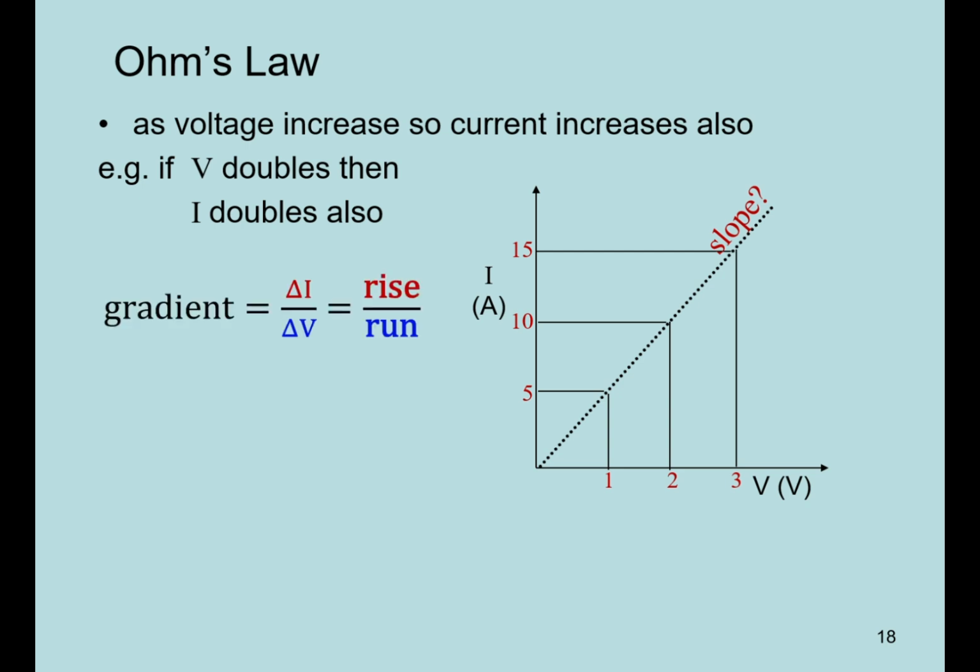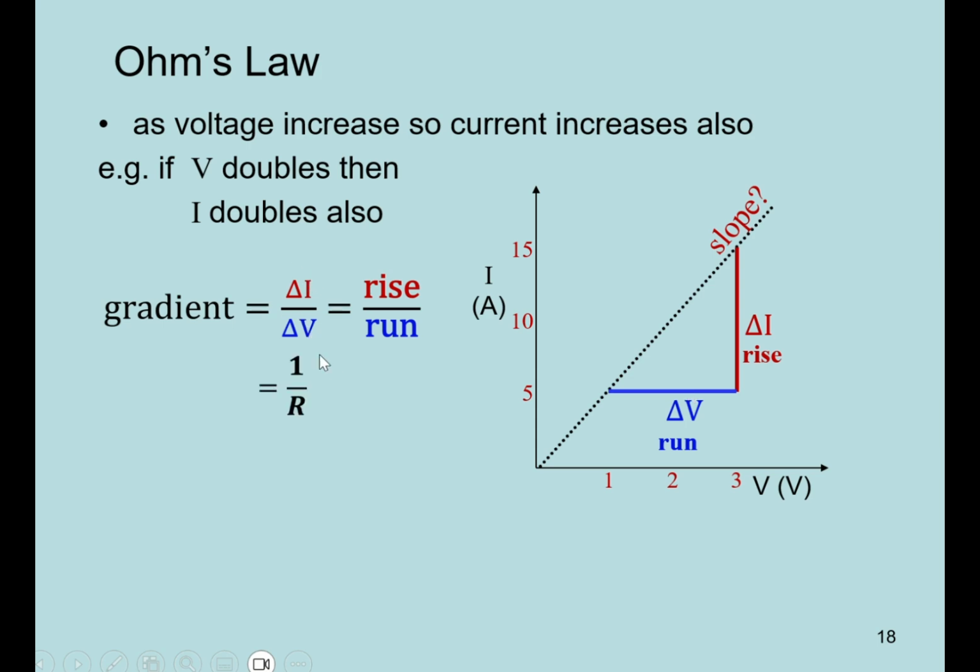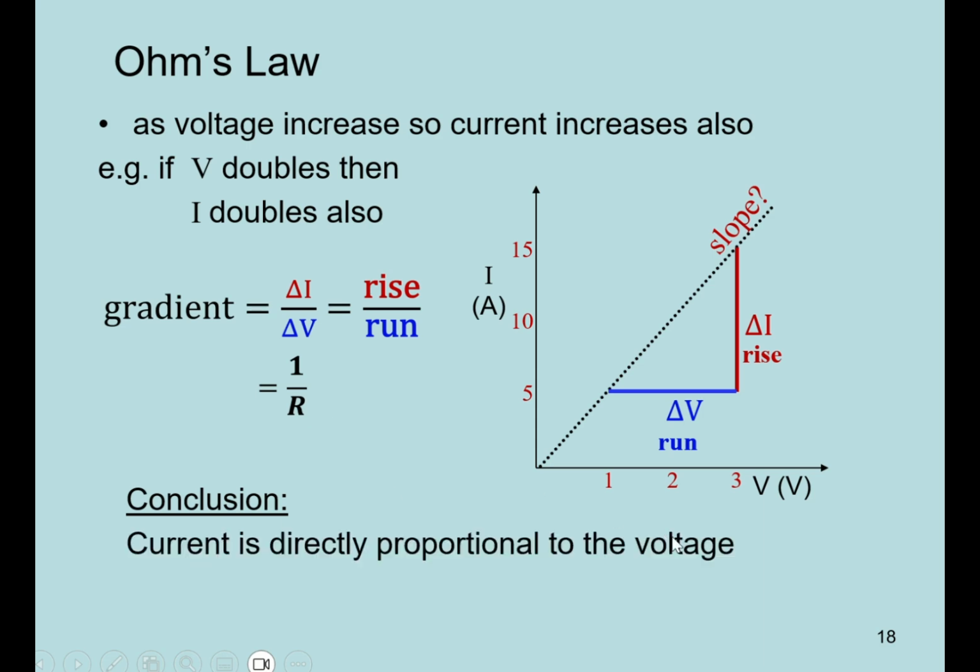When we have a straight line, we want to know the slope. You know how to measure it. You've done this in maths. It's the rise over the run, the change in the current value, the y value, over the voltage value, the x value. And that is the inverse of resistance. So the conclusion is the current is directly proportional to the voltage.